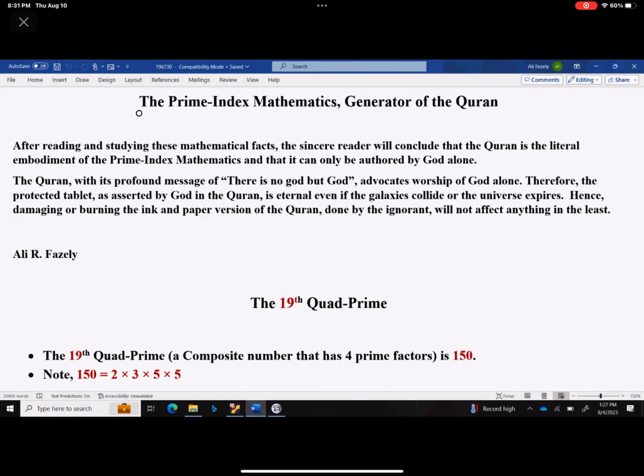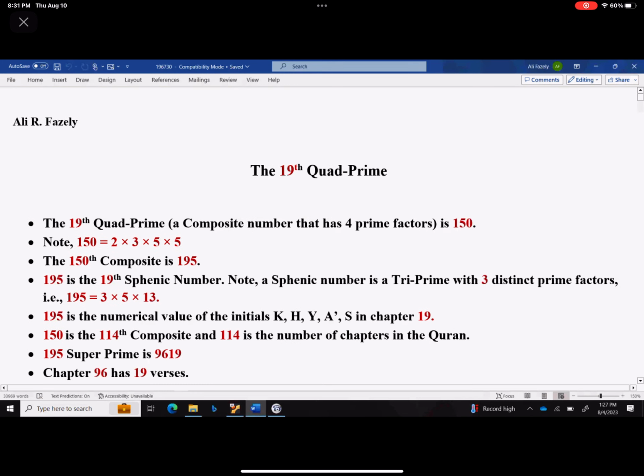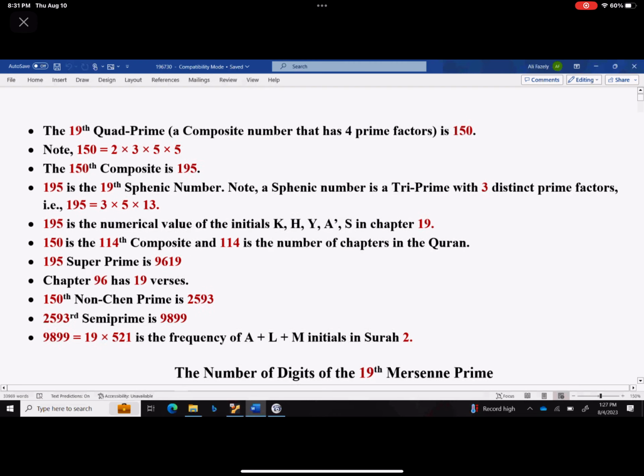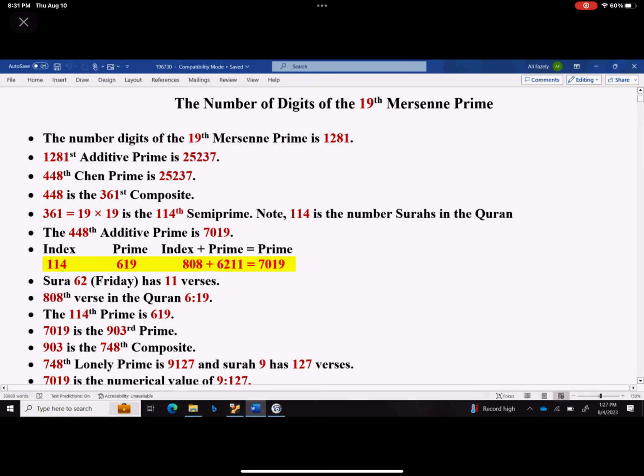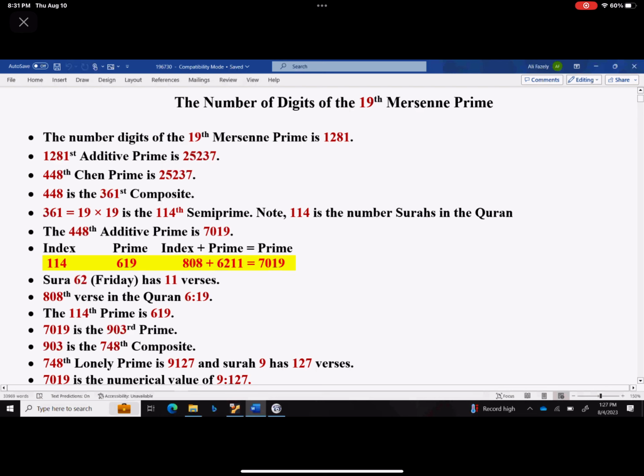So I'm going to continue this. The number of digits of the 19th percent prime. To go back to that 1281 again, the number of digits of the 19th percent prime is 1281 digits. That means it's a number with 1 plus 1280 zeros, so the total becomes 1281.